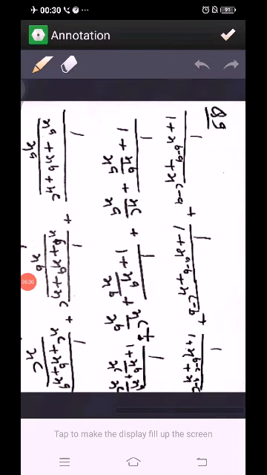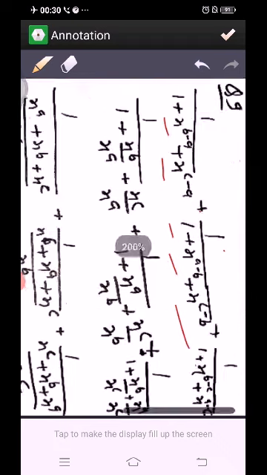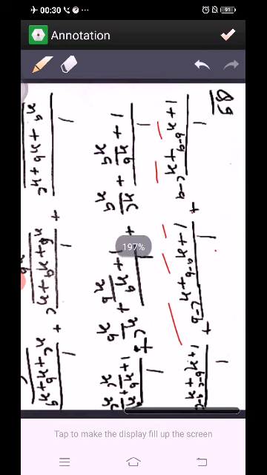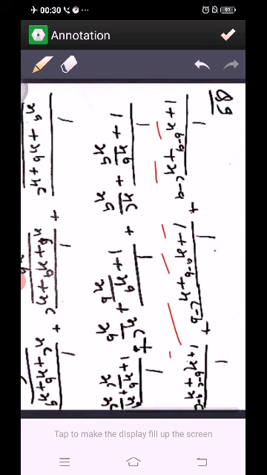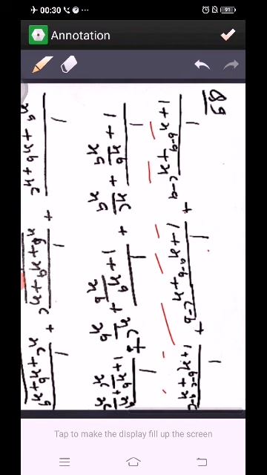Let us take question number 9. Little critical problems. 1 upon 1 plus x power b minus a plus x power c minus a, plus 1 upon 1 plus x power a minus b plus x power c minus b, and 1 upon 1 plus x power b minus c plus x power a minus c.